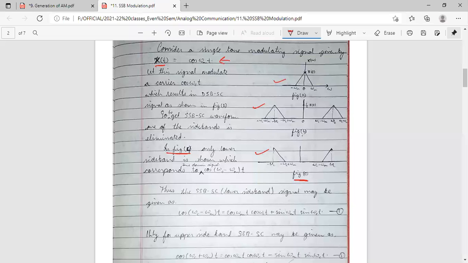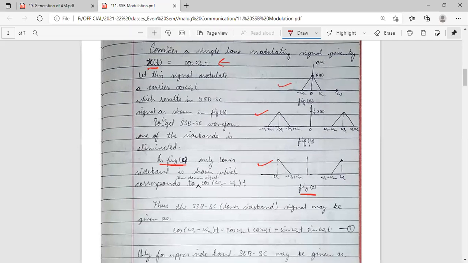Sir, please zoom in a little. Okay. So that is what I had asked earlier, no? No problem.